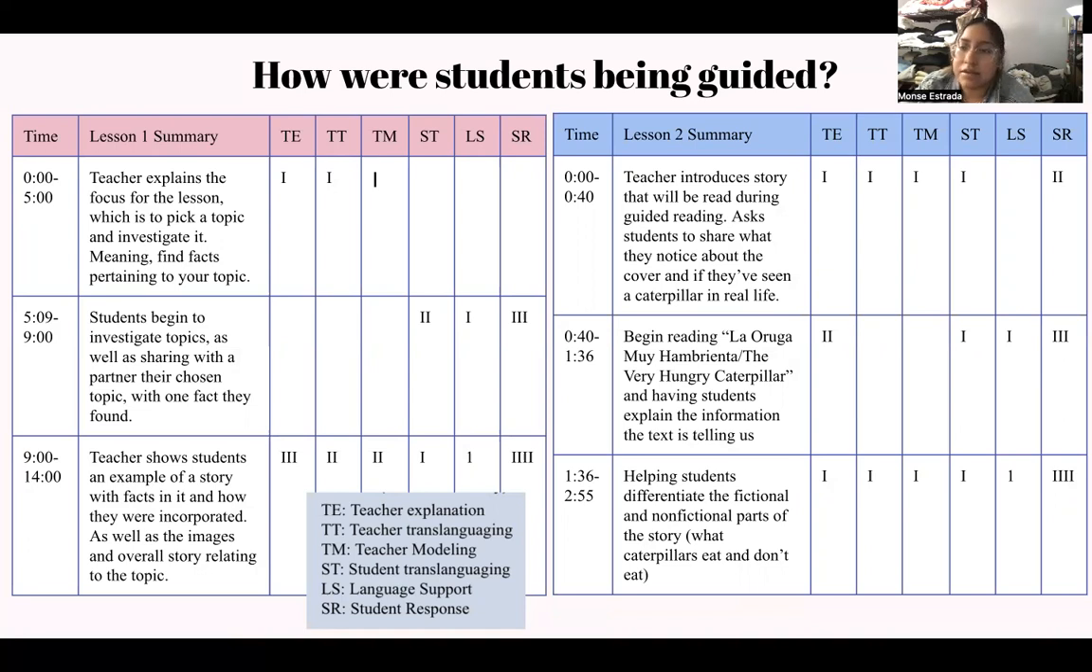So a lot of them started asking me questions. That's why you'll see a lot of student response tallied on here, for example, for lesson one. But then also, I showed examples. So I ended up showing them different examples of how they could incorporate images, how they could incorporate facts. So a lot of that modeling piece and that support piece, again, tying back to my questions, how could I support them through translanguaging? And some of my examples were in Spanish, some of them were in English.